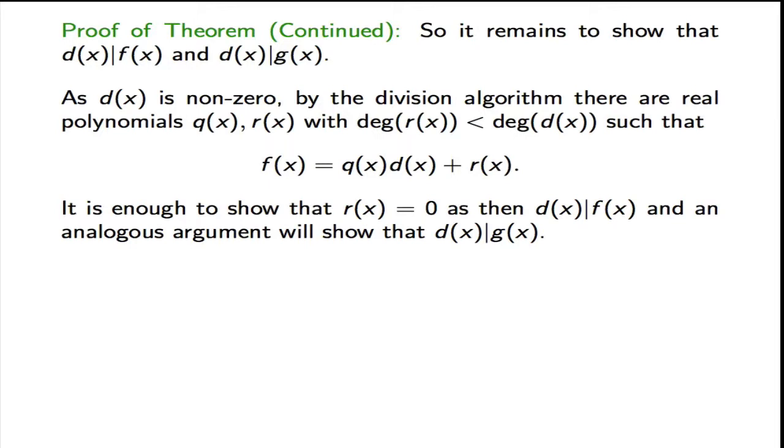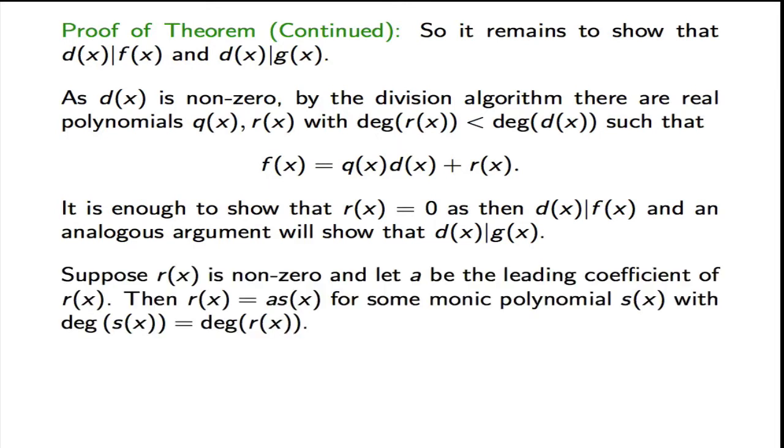So our task is to show that r of x is a zero polynomial. So suppose r of x is non-zero, and let a be its leading coefficient, and so we can write r of x as a times s of x, for some monic polynomial s of x, and it's important here that the degree of s of x is equal to the degree of r of x.